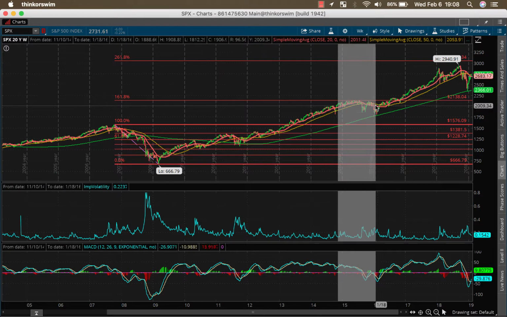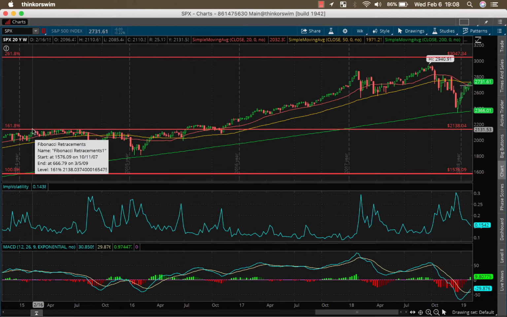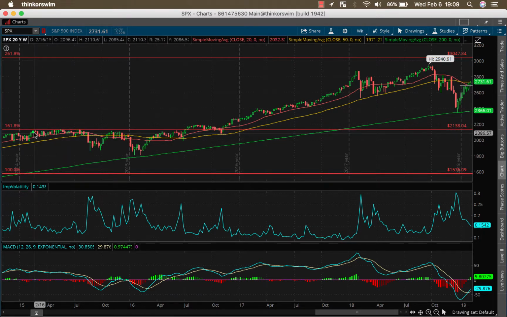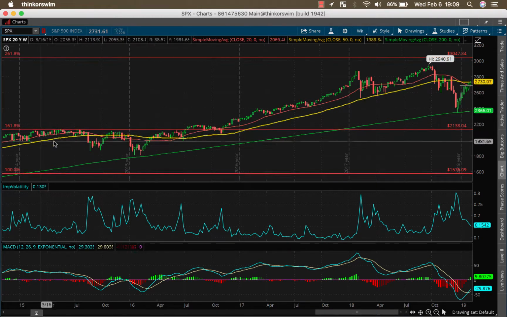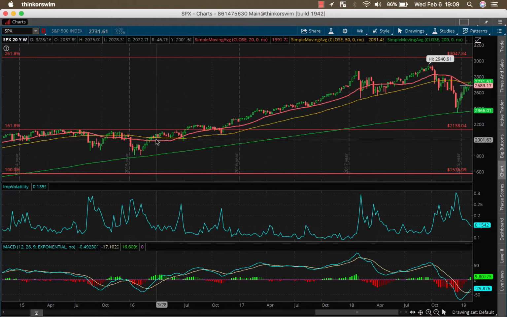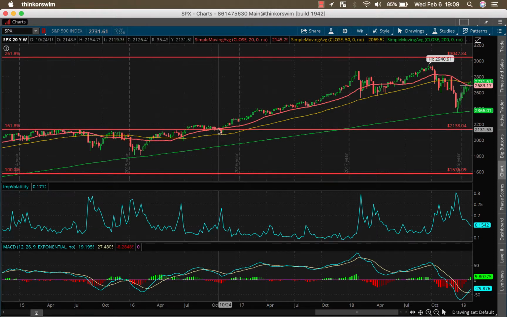Okay, let's go ahead and come in a little bit here. So back in February, we're testing the 161, and we must have spent almost 6 months not really ever breaking through that, and then obviously drawing back down, and then finally in July we break through it, but we just kind of still hang around that 161.8 before the bull market resumes.